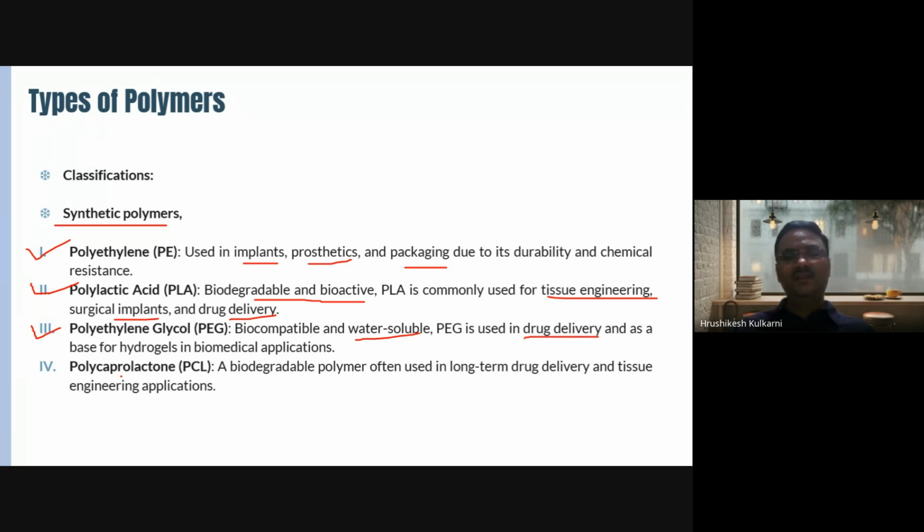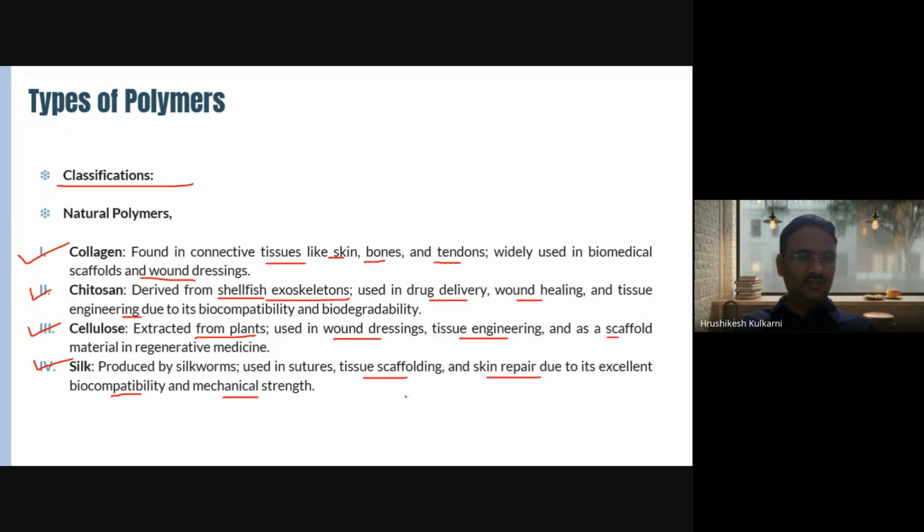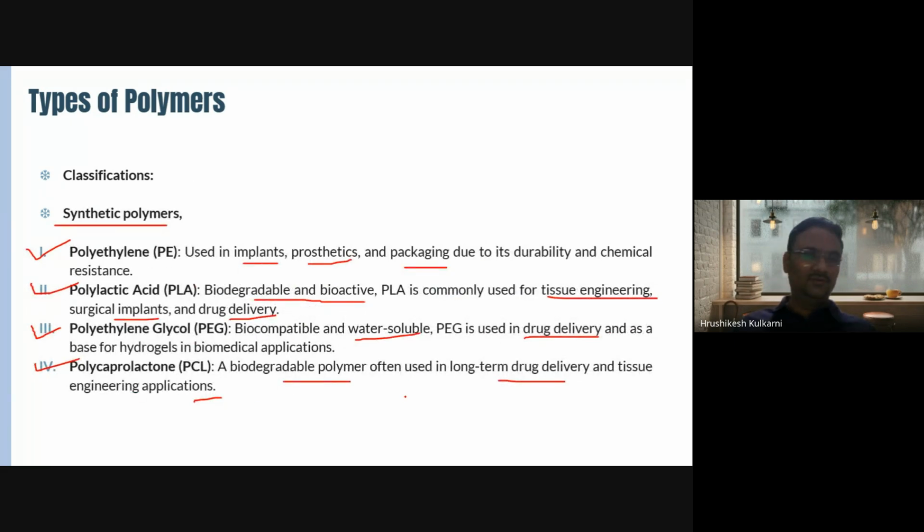We are eating a tablet. It is an example of drug delivery. It is not a polymer composite, but I am telling how drug delivery takes place. In a capsule, the actual drug is there, and the covering of the capsule is made up of either polymer or any other biocompatible material that should be degraded inside your body without creating side effects. Another example is PCL, which is again a biodegradable polymer, having long-term drug delivery application and tissue engineering application. So up to now we have seen the natural polymers and synthetic polymers.